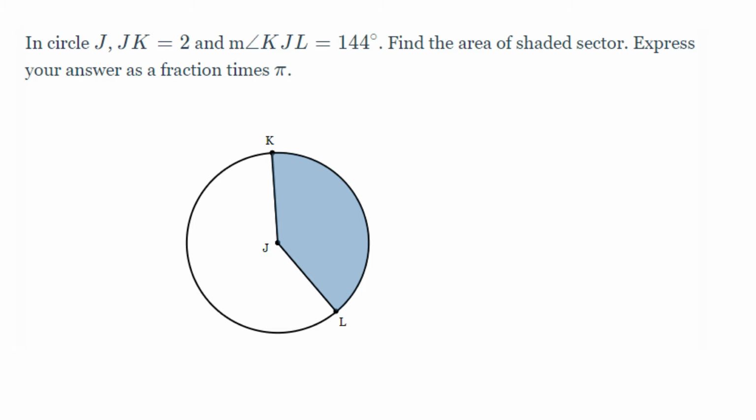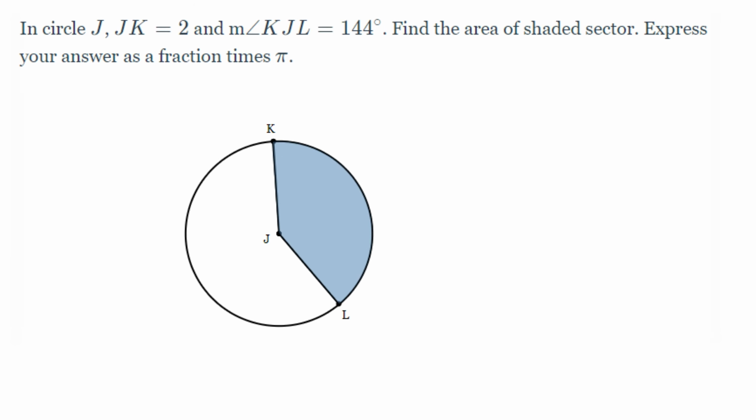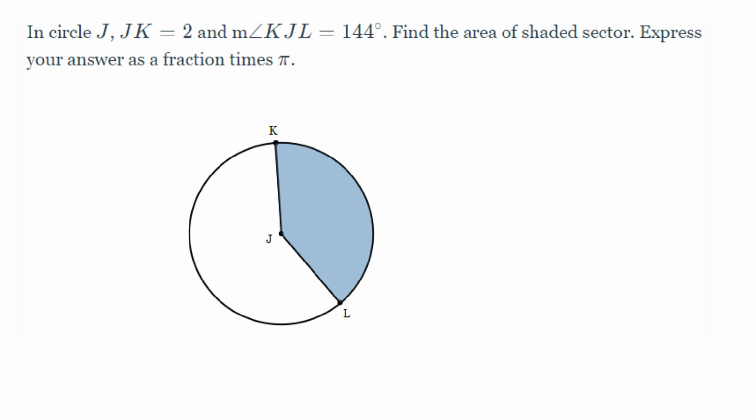This is an example more like what we're going to see because we usually have the radius and we usually have the degree measurement. It's usually the area that's kind of hard to find. So in this one, we want to highlight what we have. We have a measure of JK, the radius is 2, and then it tells us that the measure K to J to L is 144 degrees.